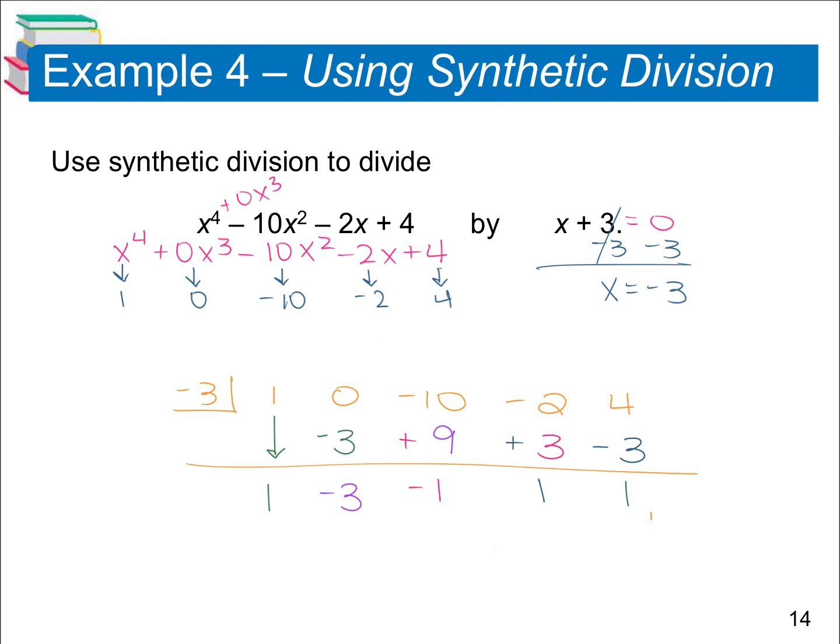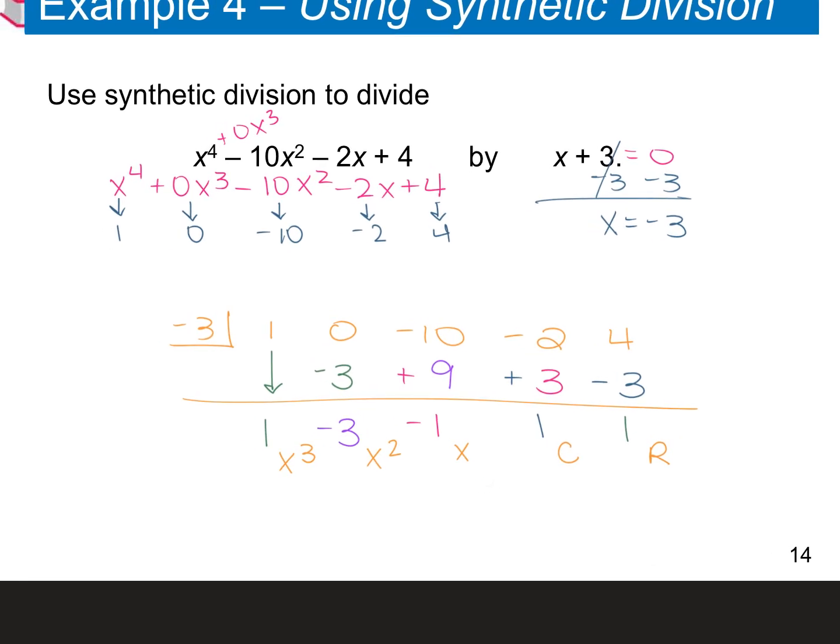So starting from the right, that 1 is your remainder. The 1 to the left of that is your constant. To the left of that, the -1 gets an x. The -3 to the left of that gets x squared. And the one to the far left gets an x cubed. So your answer for this one is x cubed minus 3x squared minus 1x, or just minus x, plus 1, plus your remainder, which is 1 over what you divided by. That binomial is x plus 3.